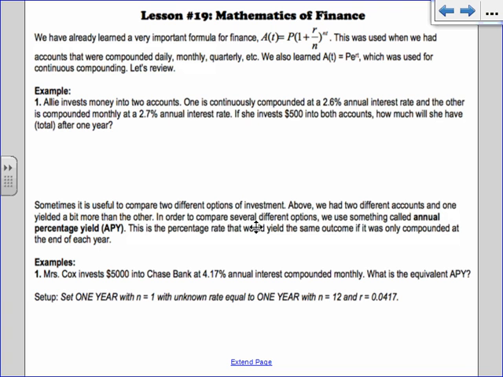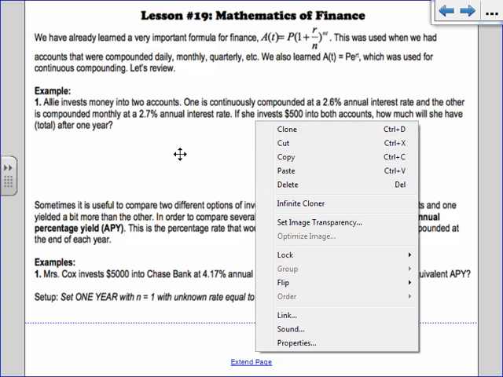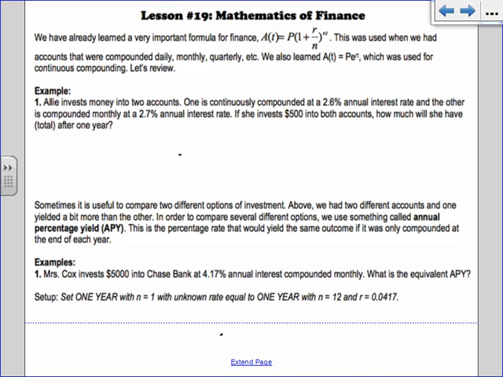Okay, so it says Allie invests money into two accounts. One is continuously compounded at 2.6% annual interest, and the other is compounded monthly at 2.7% annual interest. If she invests $500 into both of these accounts, so each account, how much will she have total after 1 year? Okay, so after 1 year, we need to talk about the continuously compounded, and we need to talk about the monthly, and then we're going to add them together.